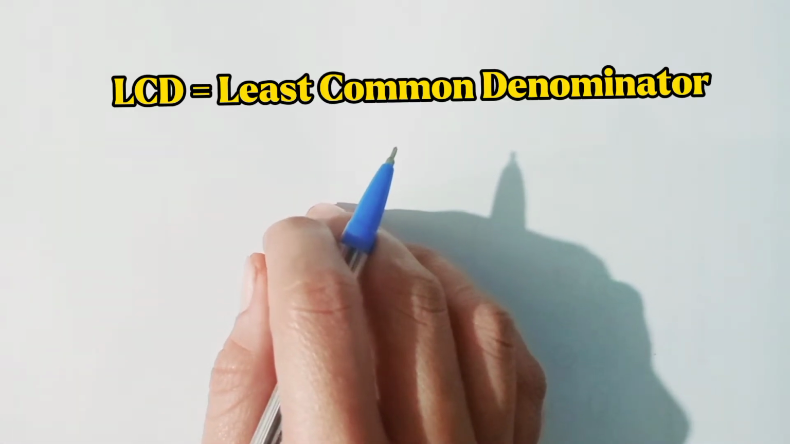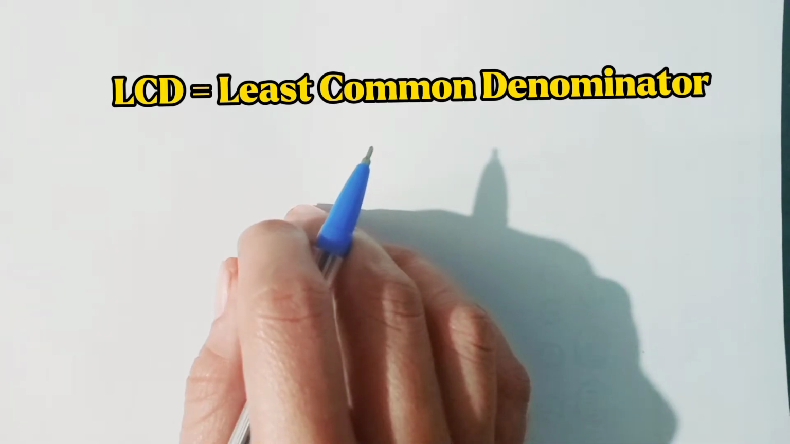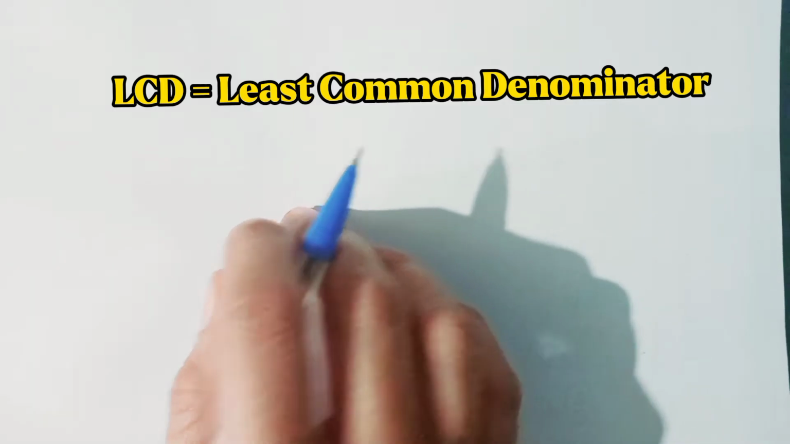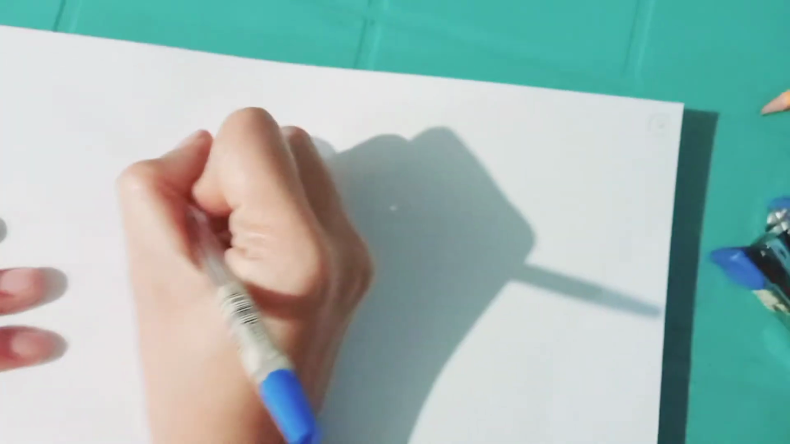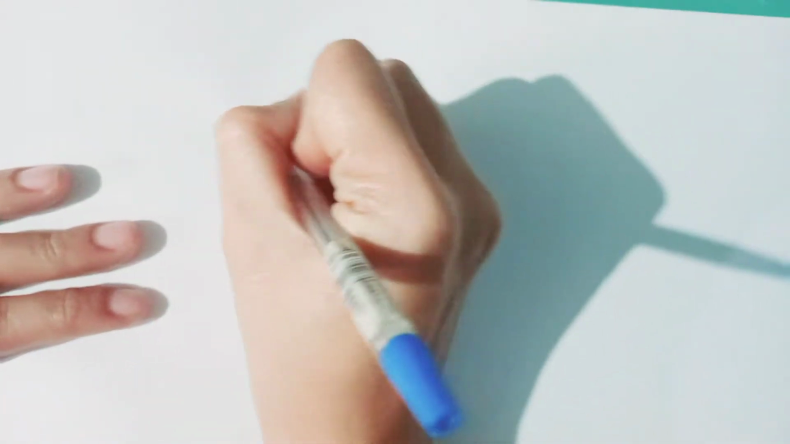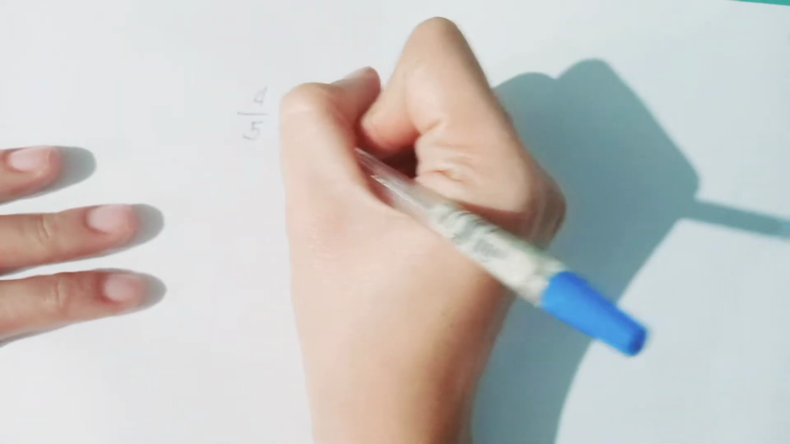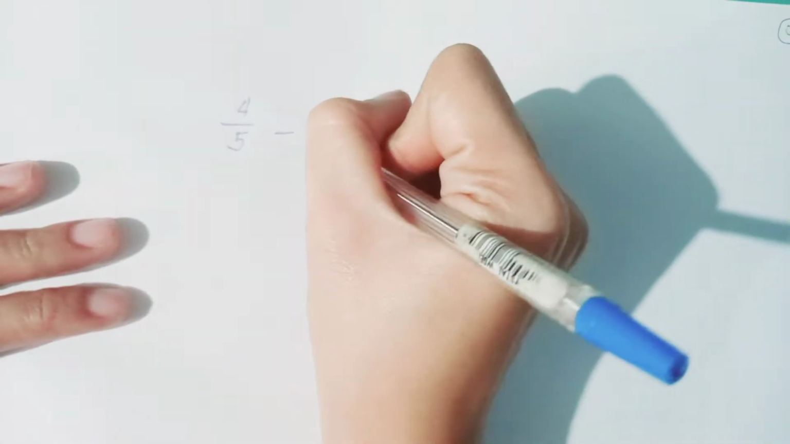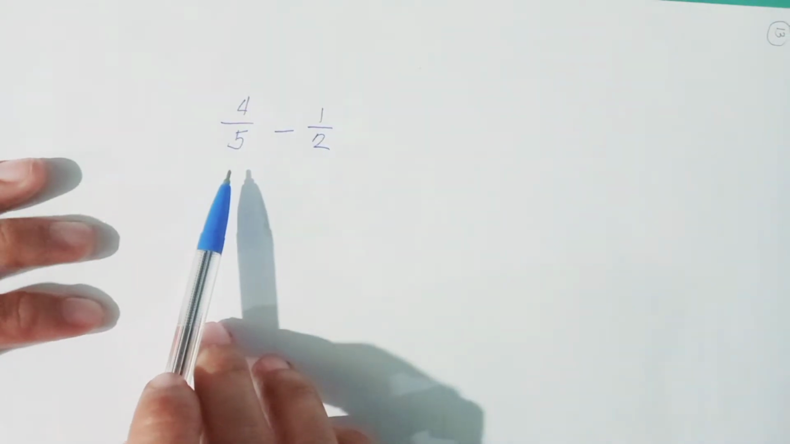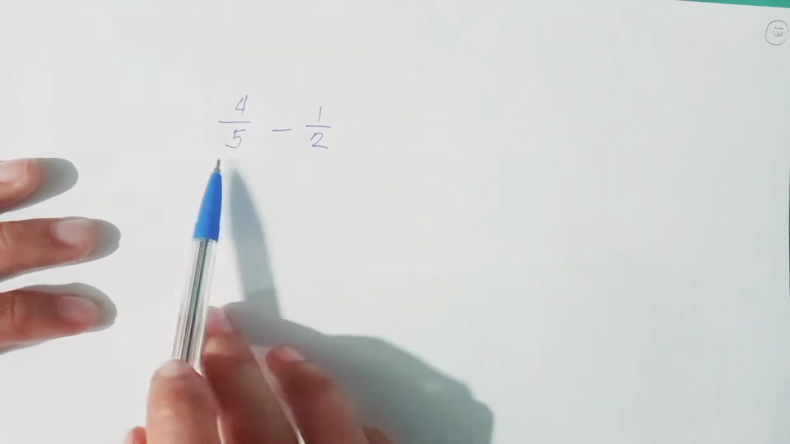So, to convert dissimilar fractions to similar fractions, we need to first find their LCD. LCD stands for the least common denominator. So, let us try this example. We have 4/5 minus 1/2. As you can see, they have different denominators.